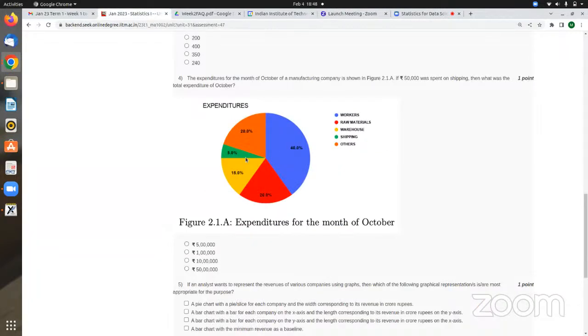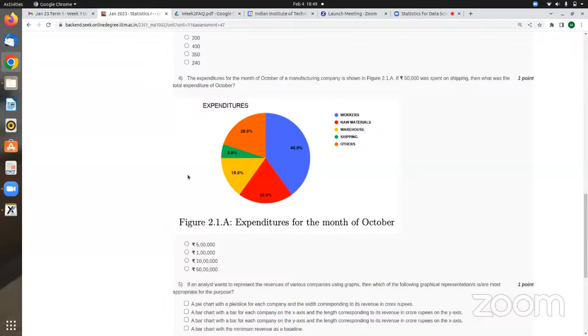Okay, so I think we are discussing question number 4, right? Who asked this question? Sir, me, sir. Harsh. Okay, Harsh. So this is the expenditure for the month of October of a manufacturing company shown in the figure. If 50,000 rupees was spent on shipping, then what is the total expenditure of the October month? So what is the problem here? You are not able to calculate the answer, is it? Yes, sir. Like, how to convert it?